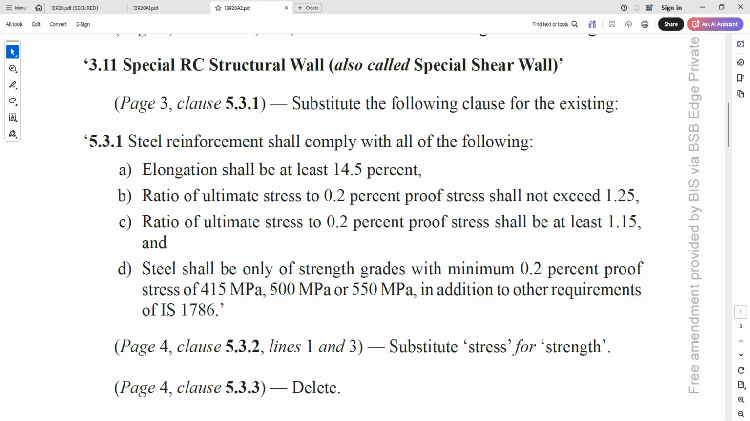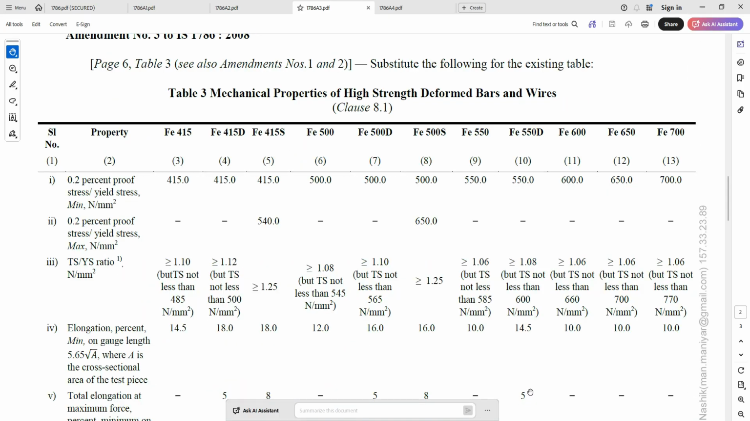Now, when I look at this amendment, the seismic code does not force you to use Fe550D only. It says if you are using Fe550D, then you follow the 1786 condition. So in that case, you need to check this. If you don't go with that, you go with Fe550, yes, no such condition is there. Then what are the conditions? Conditions are given in 13920. What are they? The ratio of TS to YS should be more than 1.15 and it should be less than 1.25.